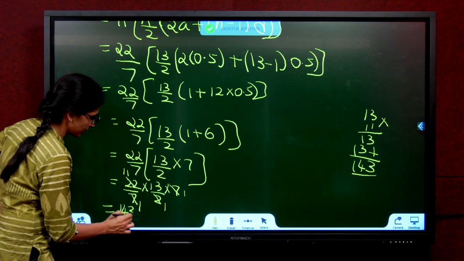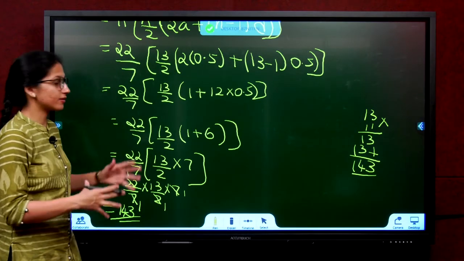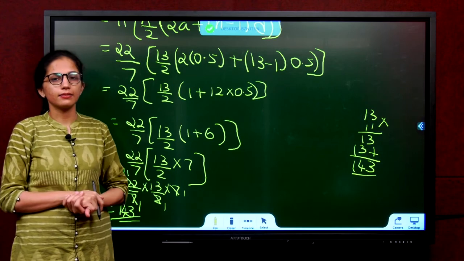So the answer is 143 centimeters is the total length of the spiral needed.